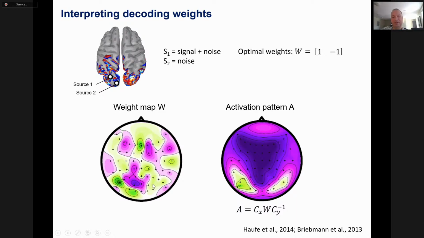There is a very key seminal work by Haufe a few years back showing how we can convert these weight maps to activation patterns in the case that we have linear models, linear classifiers, and we can see the actual activations in the brain producing these decoding accuracies. So this is something that is very important to keep in mind when we want to interpret the source of this information in the brain.